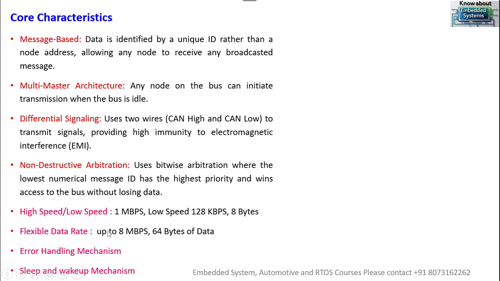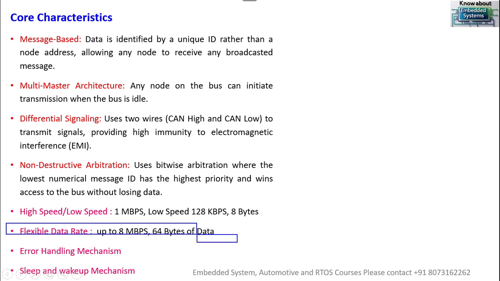Now, along with that, we have some more important features you should understand. CAN supports high speed and low speed as well. So why do we have to use CAN? This is also one of the reasons. CAN supports 1 Mbps as a high speed, and it also supports 128 kbps. Both are possible with CAN, and we are able to transmit 8 bytes of data. This is also one of the important characteristics of CAN.